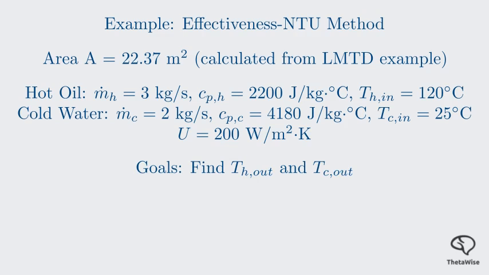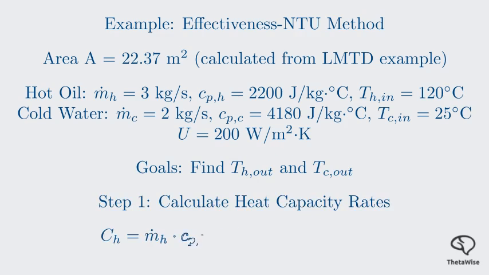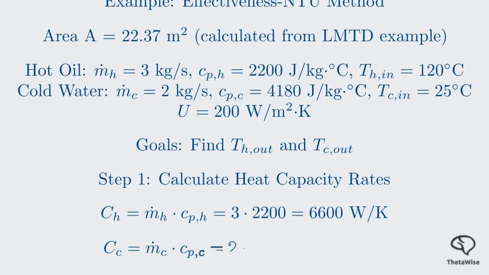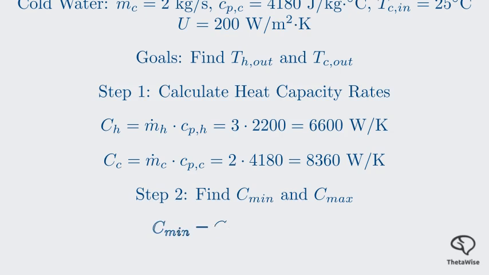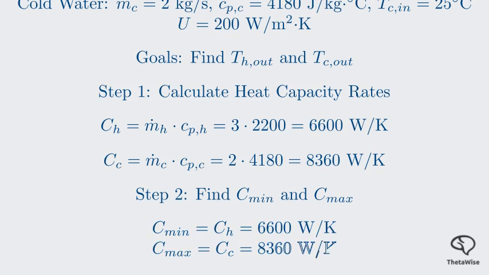First, we calculate the heat capacity rates for both fluids. For the hot oil, the capacity is 3 times 2200, which is 6600. For the cold water, it's 2 times 480, which is 8360. Comparing these, we see that the hot oil has the minimum heat capacity rate, so C sub min is 6600.